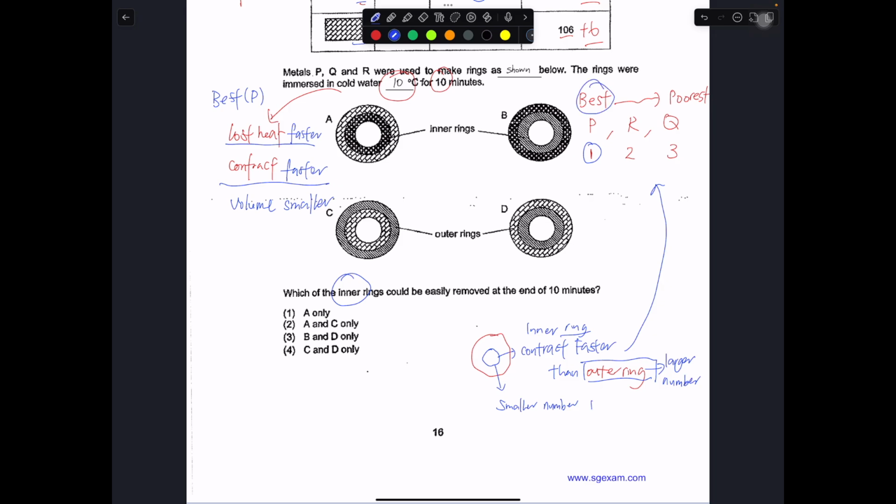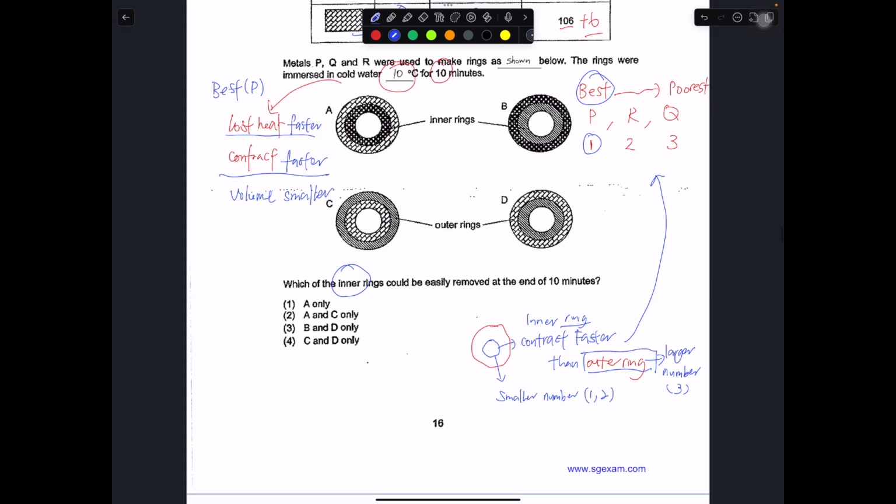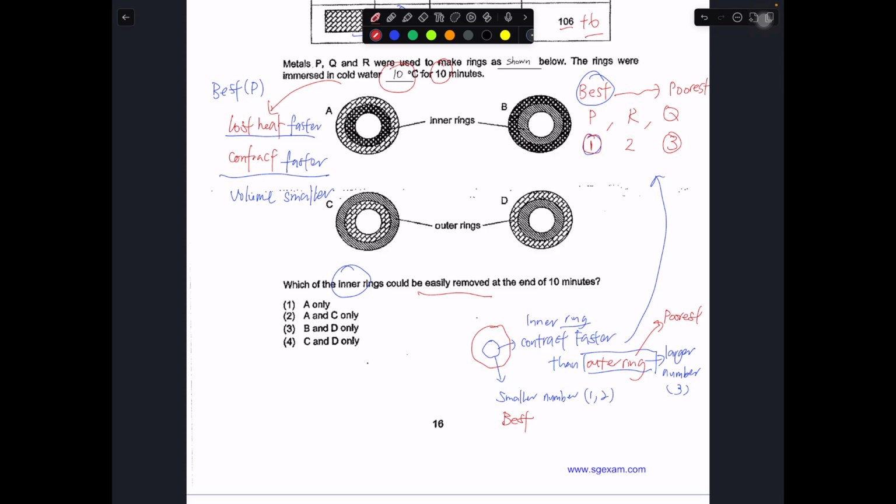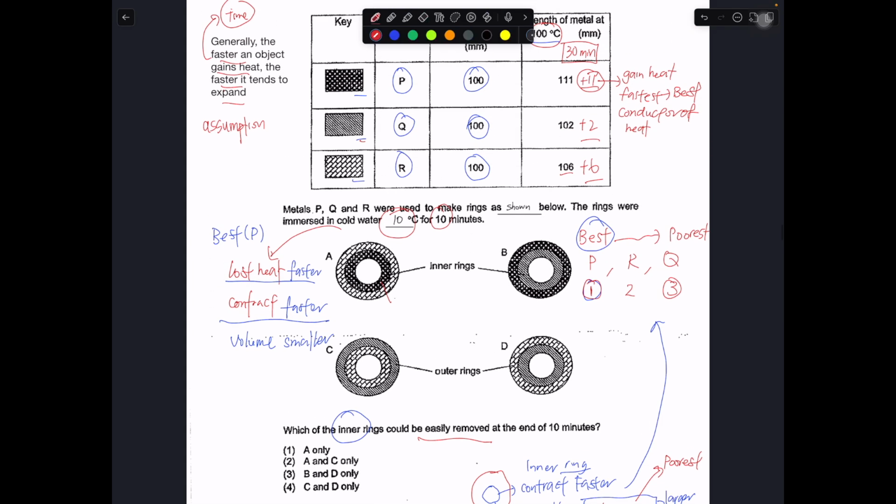So let's say the inner can be 1 or 2, then the outside must be 3. Let us take a look at which is the possible scenario. I'm using numbers to tell whether or not it can be easily removed, because we already said the inside must be the smaller number, the best conductor, and the outer one must be the poorest. If you take a look at A, P is 1, then the outer one R is 2, sorry, R is 2. So the inner number is smaller and the outer one is larger, so A is possible.